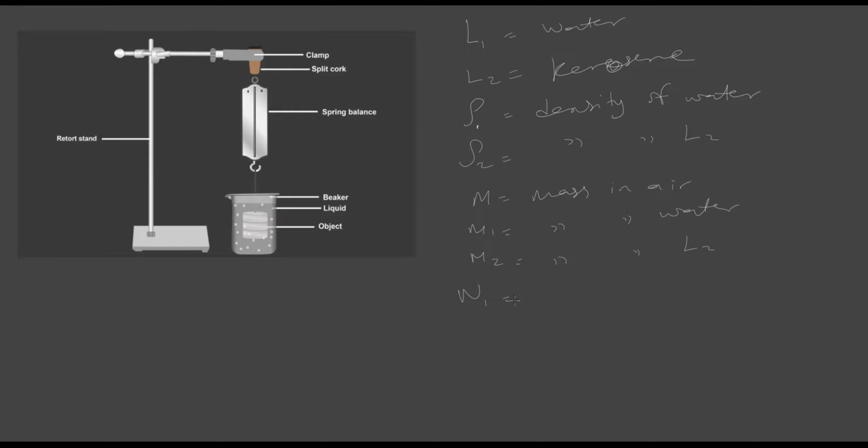So which means, let's look at it from this perspective. What's the volume of the displaced liquid? So the volume is V. Volume will be constant, whether in water or in kerosene, because the volume of the mass is the same. So whether you dip it in water or in kerosene, the volume will be the same.